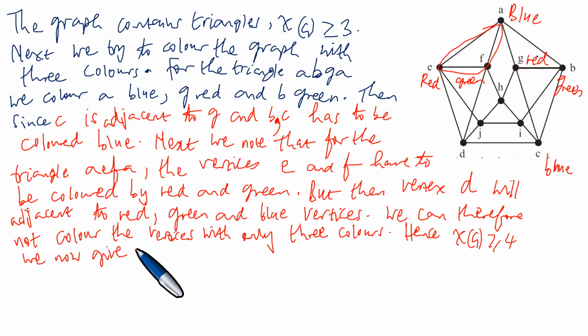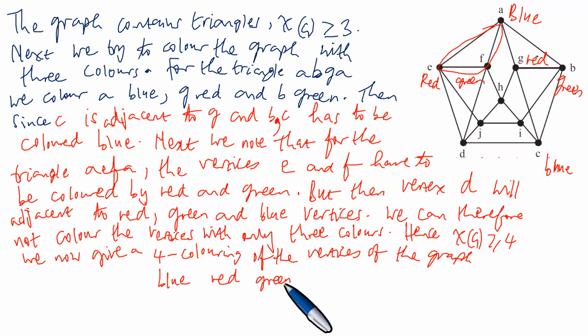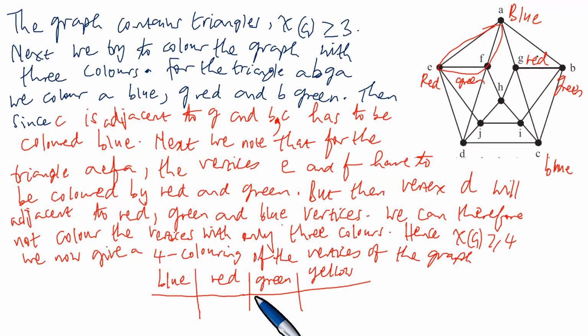We now give a four coloring of the vertices of the graph. So it means, therefore, we have blue, red, green, yellow. So we need a fourth color, yellow, because the first three are not sufficient. Right, so in other words, we're going to make this one yellow.